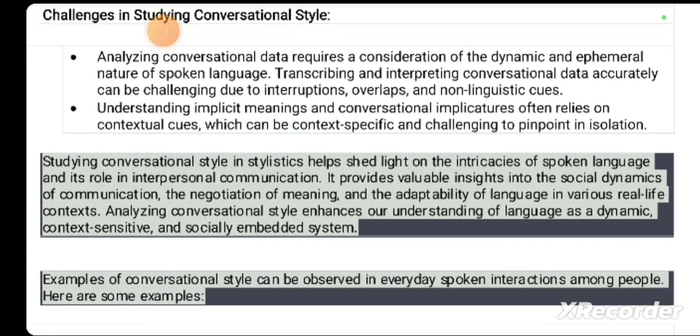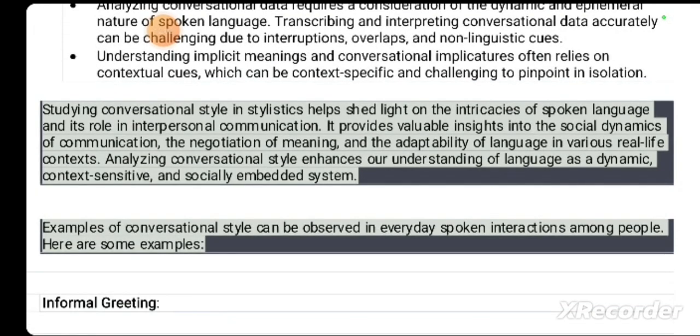Understanding implicit meanings and conversational implicatures often relies on contextual clues. Especially, it is very important to understand the context of the conversation, which can be context specific and challenging to pinpoint in isolation. So when you are undertaking research on some conversation, in context it will be more accurate. But if you are dealing with it in isolation, just as a piece of conversation, it is not possible to interpret it in a correct manner. So that can be a challenge for the researcher.